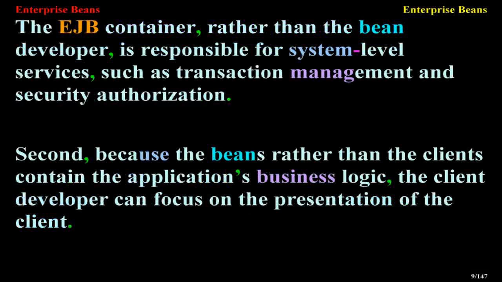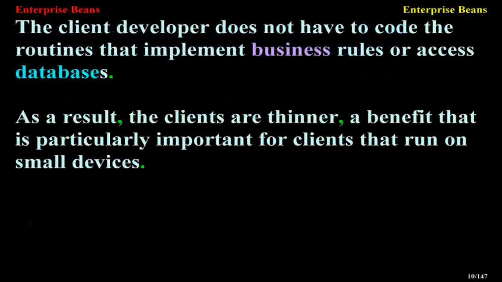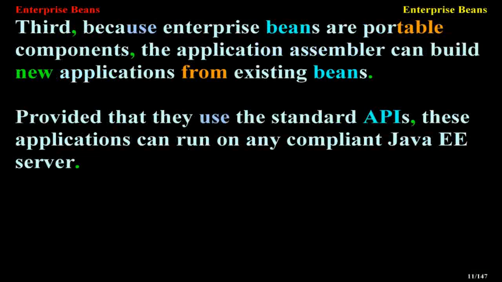Second, because the beans rather than the clients contain the application's business logic, the client developer can focus on the presentation of the client. The client developer does not have to code the routines that implement business rules or access databases. As a result, the clients are thinner, a benefit that is particularly important for clients that run on small devices. Third, because Enterprise Beans are portable components, the application assembler can build new applications from existing beans. Provided that they use the standard APIs, these applications can run on any compliant Java EE server.